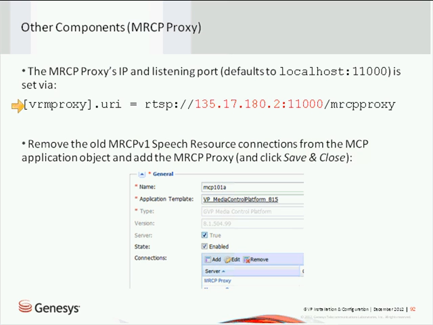You do have to make one configuration change, which is the VRM proxy URI parameter. It defaults to localhost, which will be fine if you actually have one MCP and your MRCP proxy happens to be on that server. But if it's off-board, you should be setting the IP. You can leave the default 1100 port or 11,000 port.